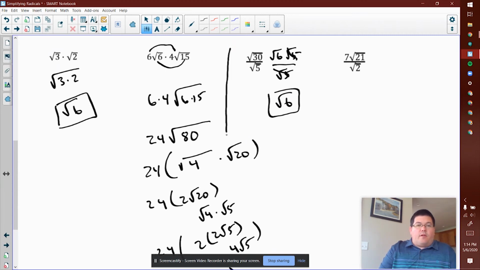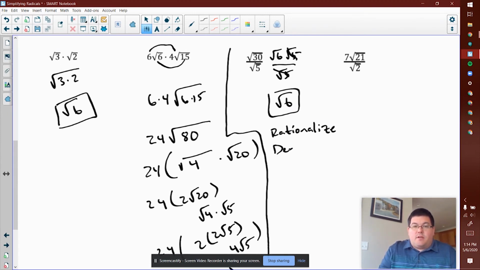If, however, we don't recognize like factors right away, there is a technique that we need to understand, which is called rationalizing, or to rationalize the denominator. Rationalizing the denominator means we're going to take this denominator and prevent it from being a radical number.